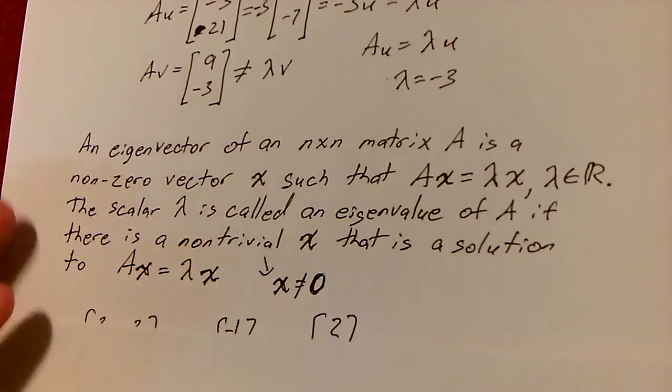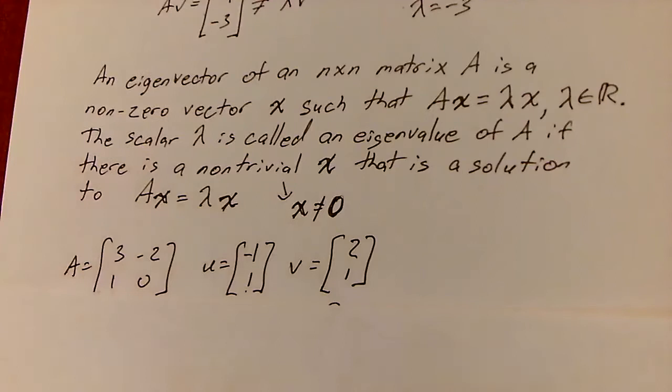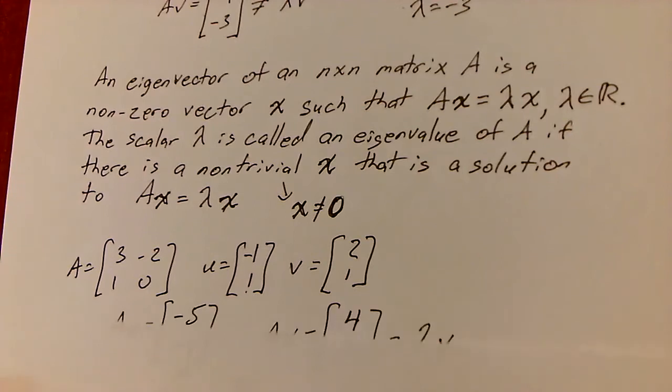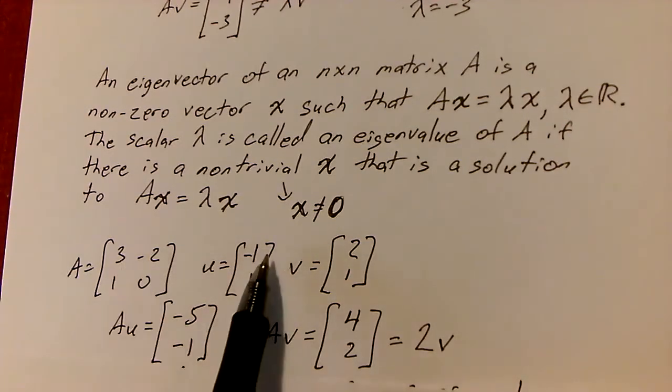So let's look at another matrix here and see if we can start getting a feel for what happens with these eigenvalues and eigenvectors. I'm going to have a matrix A. That matrix A is 3, -2 on the top row, 1, 0 on the second row. U is going to be equal to -1, 1, and the vector V is going to be 2, 1.